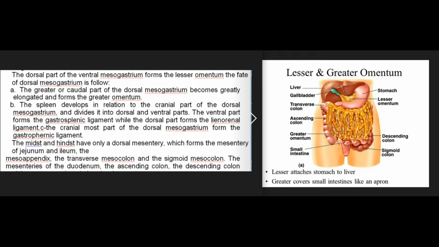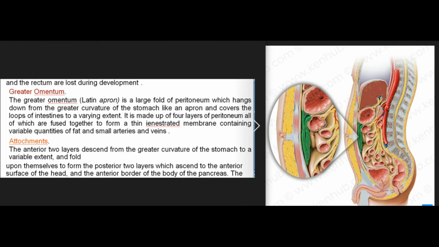The midgut and hindgut have only a dorsal mesentery, which forms the mesentery of the jejunum and ileum, the mesoappendix, the transverse mesocolon and the sigmoid mesocolon. The mesenteries of the duodenum, the ascending colon, the descending colon and the rectum are lost during development.